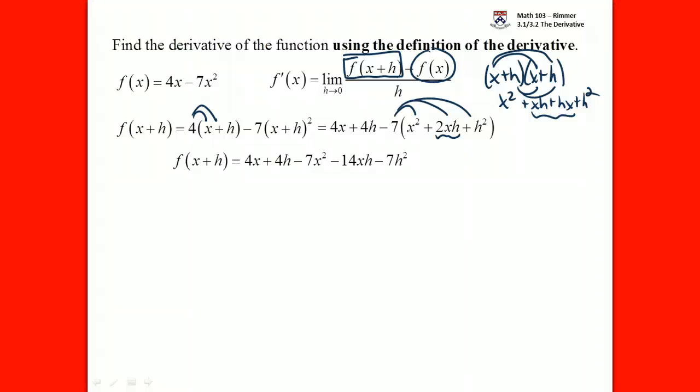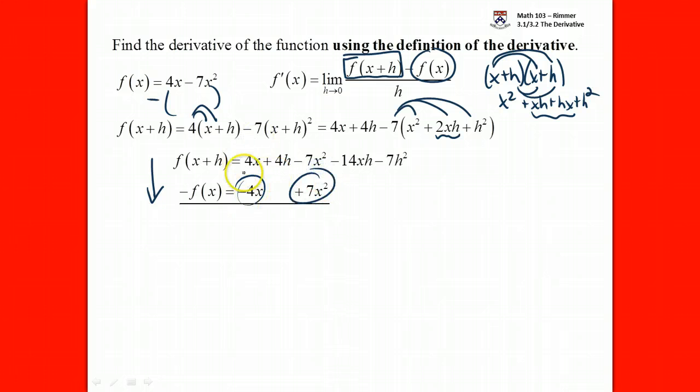You know you're doing it right when these terms that don't have h's in them cancel. I like to do it vertically. Nothing combines in all of the f of x plus h. When I go to subtract f of x, I'm doing it vertically. So when I'm subtracting the entirety of f of x, I'll have a -4x and a plus 7x squared. And I know I've done it right if I can legitimately cancel those terms that don't have h in them.